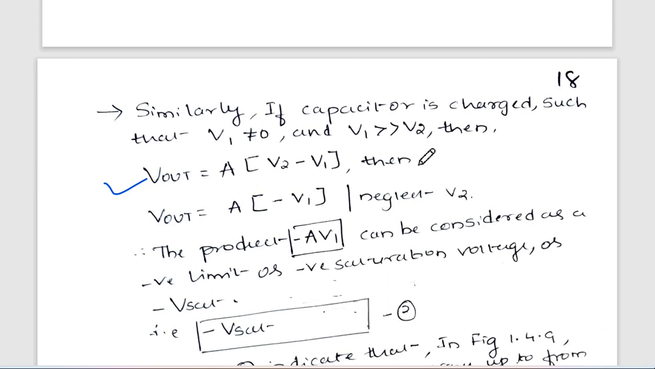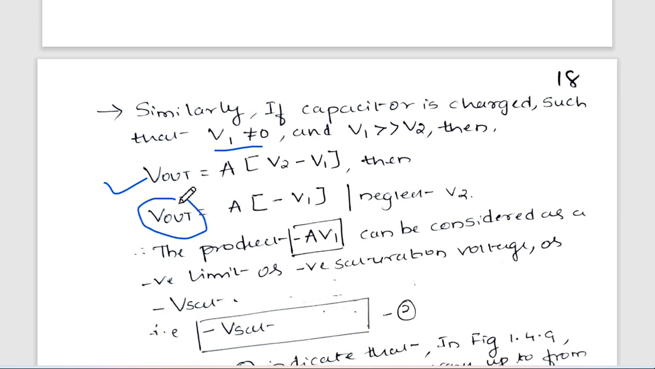Okay, suppose V1 is very much greater than V2, but V1 is not equal to 0. In that case, what will be the output? Output will be equal to A into minus V1, which is nothing but a negative value. Similarly, I forgot to write the equation for plus Vsat. This equation, minus A V1, is what we have given the simplified name minus Vsat.